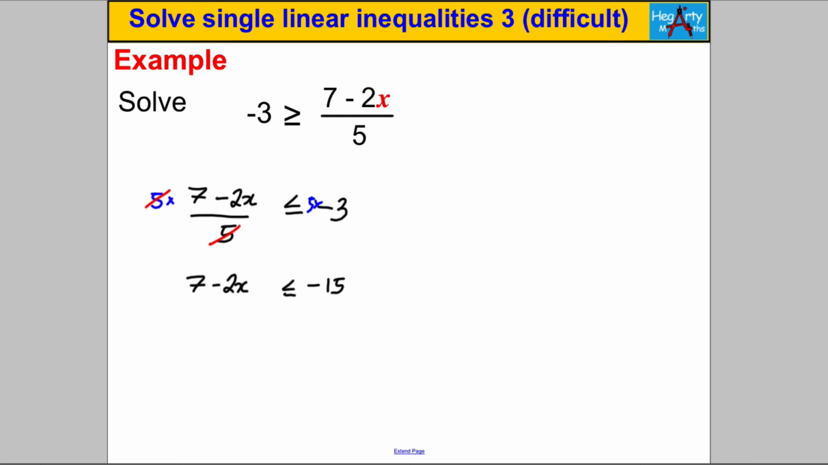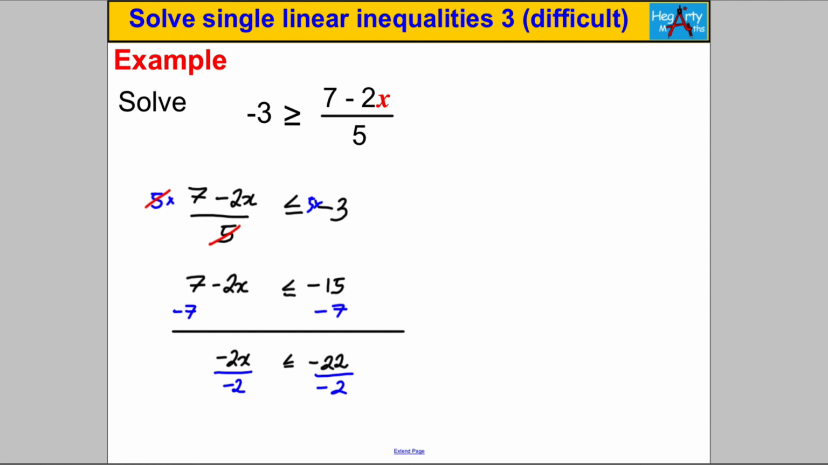Now I want to isolate x, or solve for x, so what am I going to do? Well, I've got a positive 7 here. Let's remove that and subtract 7 off both sides. And what will I get myself? Well, I will get myself, therefore, that negative 2x is less than or equal to negative 15 subtract 7, which is negative 22. And then I'm going to divide both sides by negative 2 to solve.